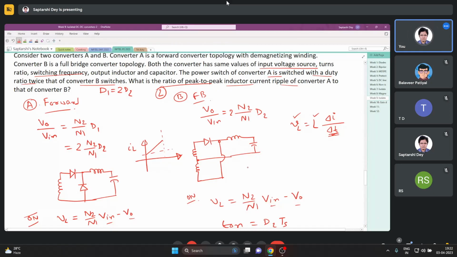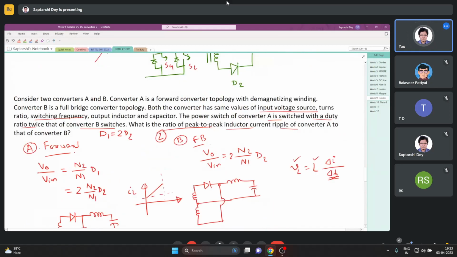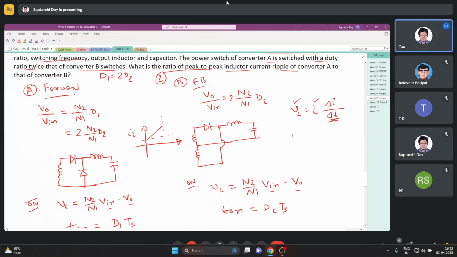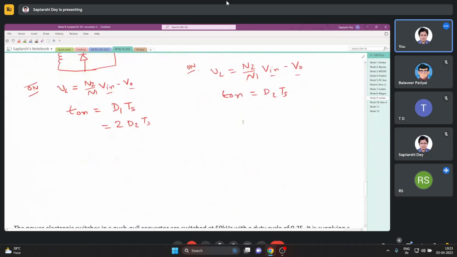A forward converter in this case will have twice the current ripple in its inductor compared to the full bridge converter. But do not take it as a general statement. This problem has given so many things to compare between these two converters, which gave us this result. But do not take this as a statement that forward converter inductor current has twice more ripple than that of a full bridge. With these many conditions, it does. Clear? Okay.